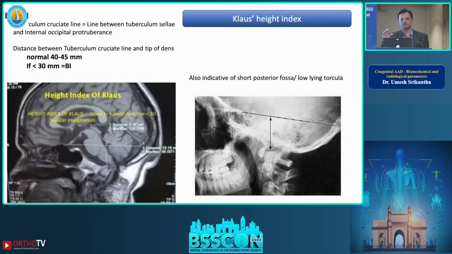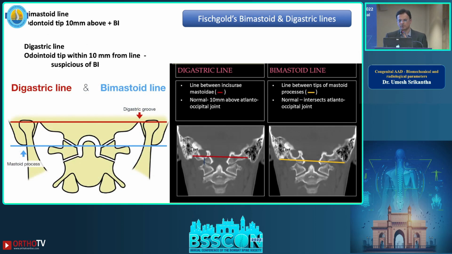Similarly, Klaus height index measures the depth of the posterior fossa per se, which is a line drawn from the tuberculum sellae to the internal occipital protuberance, and the distance between this line and the tip of the dens or the foramen magnum level. This normally is around 40 to 45 millimeters. Naturally, when the basilar invagination is there and the odontoid moves up, if the distance is less than 30 millimeters, it indicates basilar invagination. This is not an isolated parameter. This height can also be reduced in primary posterior fossa height reductions like low-lying torcula, small posterior fossa size, in all those things. So we should be careful while interpreting this line.